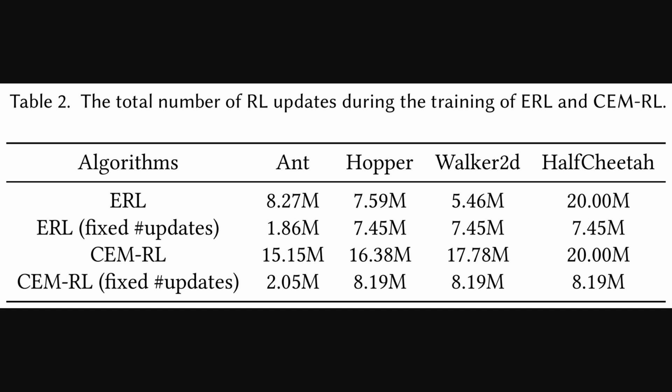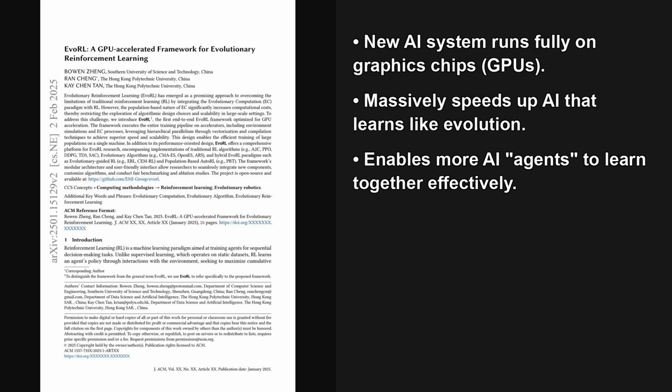This efficiency in updates we just saw in Table 2 really underscores the broader impact of EvoRL. It's clear that EvoRL, by smartly using GPUs, not only accelerates these complex evolutionary algorithms, but also offers more efficient ways to train our AI agents. This kind of framework can really open up new avenues for research, making it easier to tackle challenging problems in robotics and beyond.